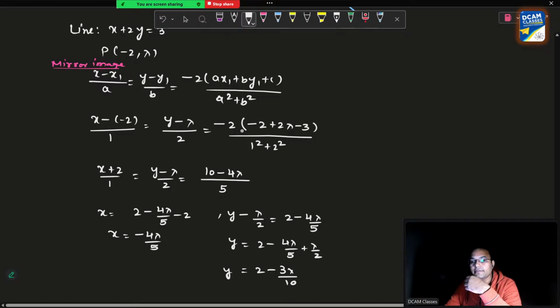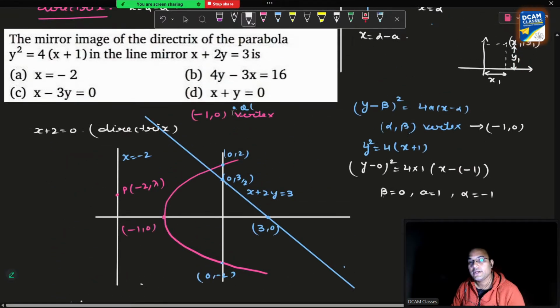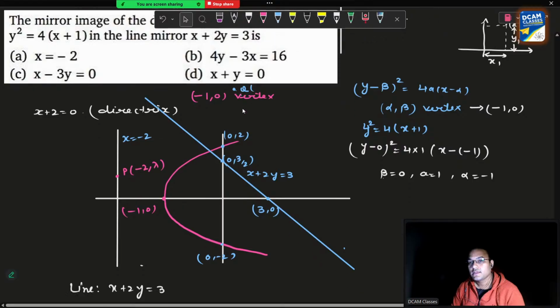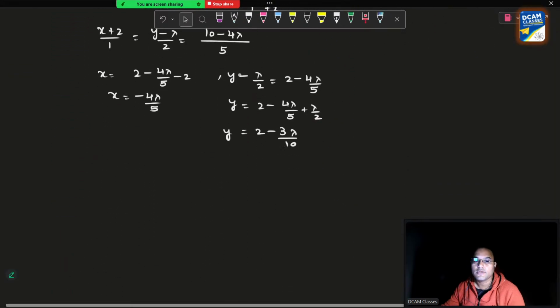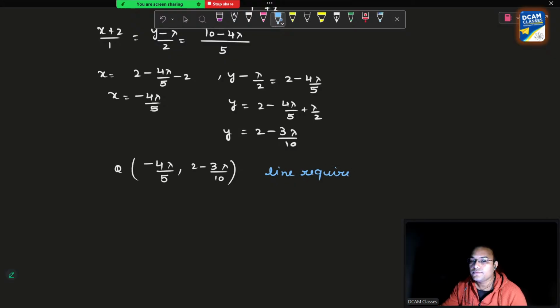Minus 3 lambda by 10. Okay, this is x and y. Now to find out the locus, you have found out the coordinate of point Q here. This is the coordinate of point Q: minus 4 lambda by 5, comma 2 minus 3 lambda by 10. Now the line which we require is the locus of the point Q.